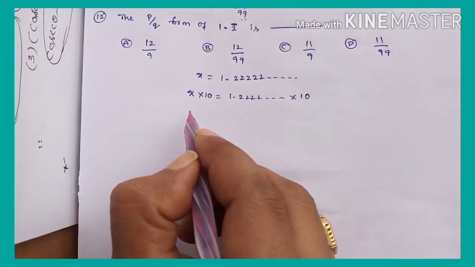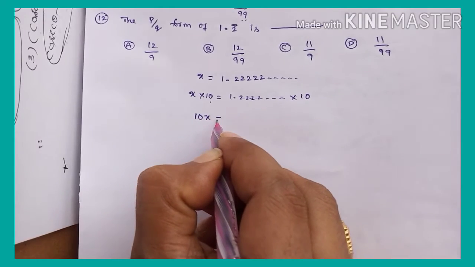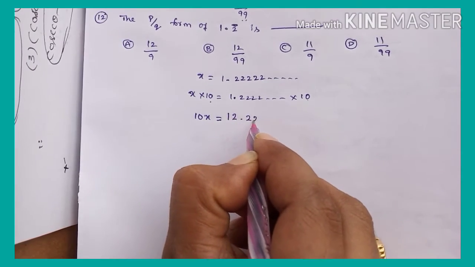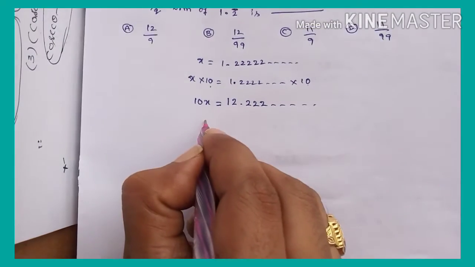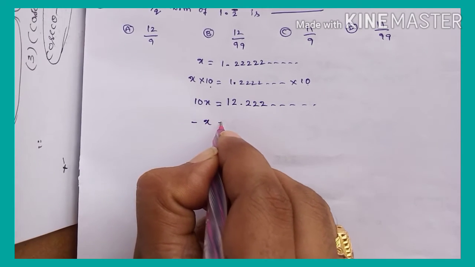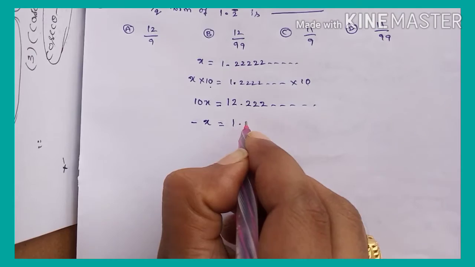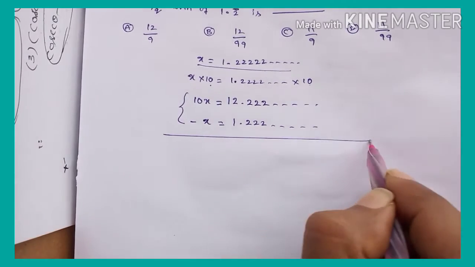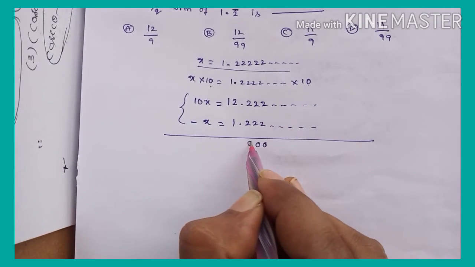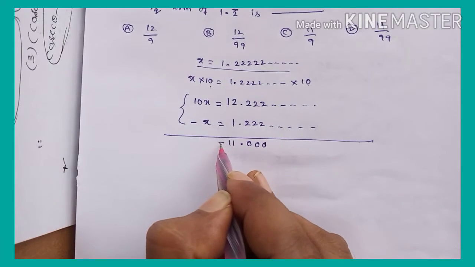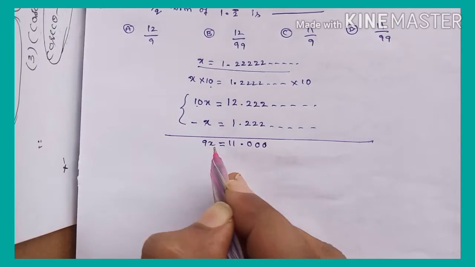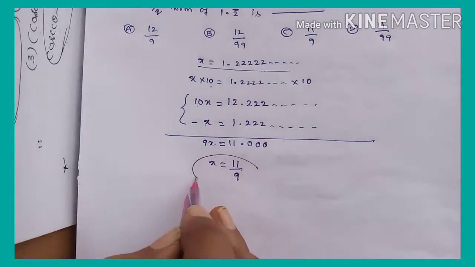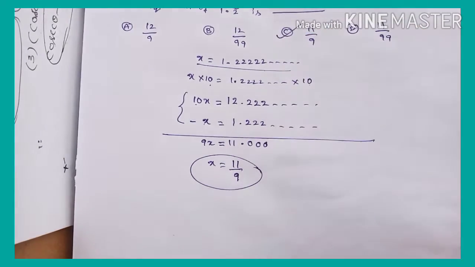Now here x into 10, 10 into x is equal to 10x. Multiplying by 10, the decimal point will shift one place, so 12.2222 and so on. Then subtract the original value x, which is given as 1.222 and so on. Now subtract these two values only. 12 minus 1 is equal to 11. 10x minus x is equal to 9x. Then x is equal to 11 by 9.